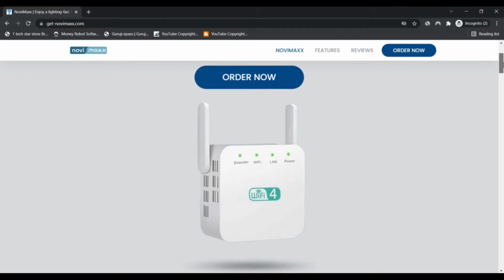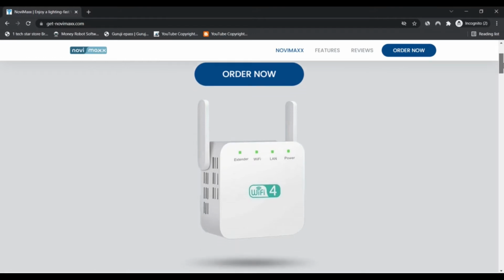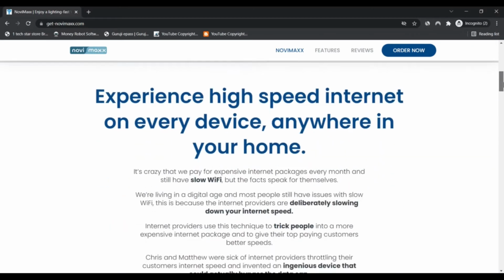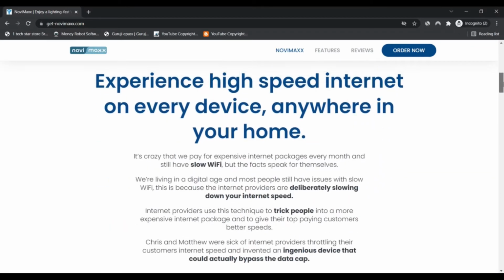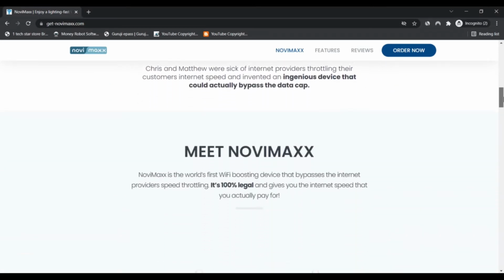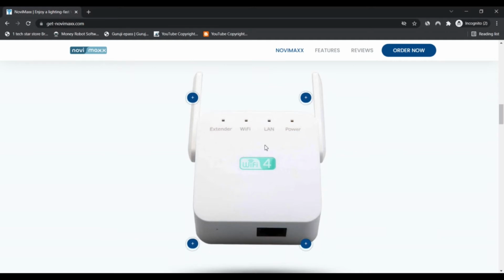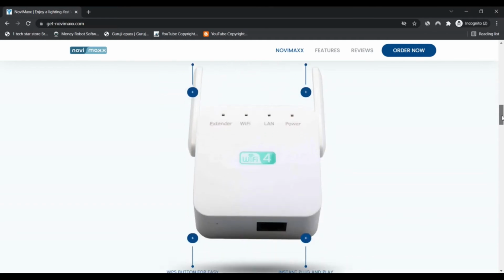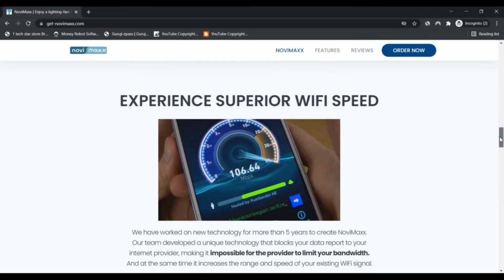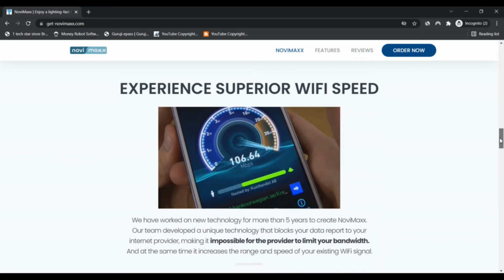Novimaxx, located at getnovimaxx.com, is just one of the many so-called Wi-Fi boosters that claim to speed up internet connection. Just like the other fake booster websites, the Novimaxx website contains misleading information. The makers of the device claim they can boost your internet speed by preventing your internet service provider from throttling your bandwidth, but this is not true. Also, the website is loaded with fake reviews.